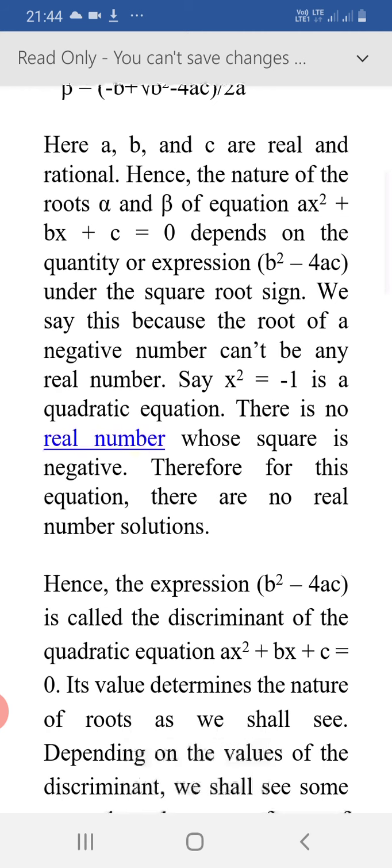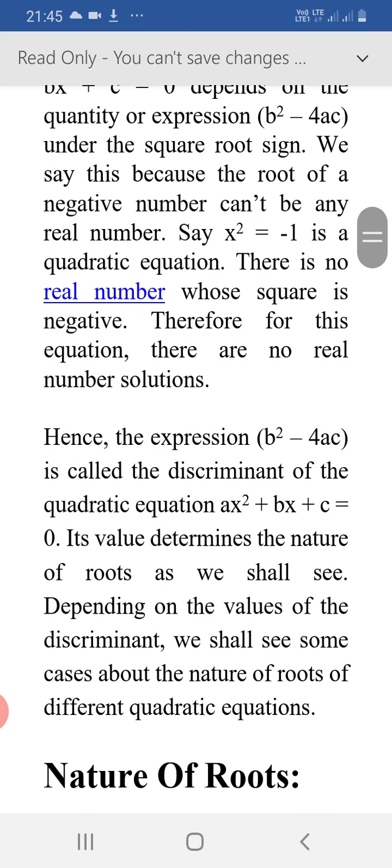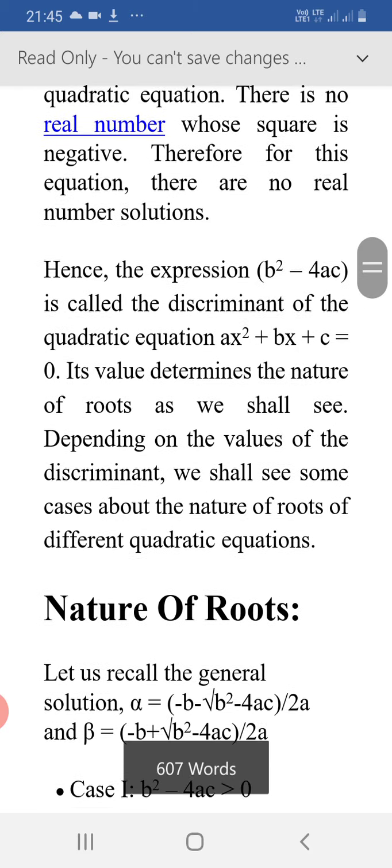Hence, the expression b square minus 4ac is called the discriminant of the quadratic equation ax square plus bx plus c is equal to 0. Its value determines the nature of the roots, as we shall see. Depending on the values of the discriminant, we shall see some cases about the nature of roots of different quadratic equations. Now we take the nature of roots.